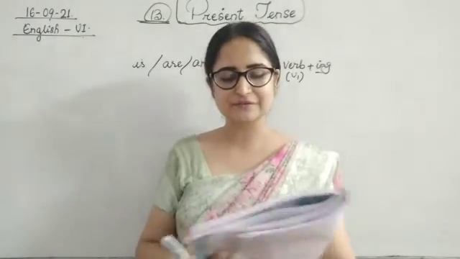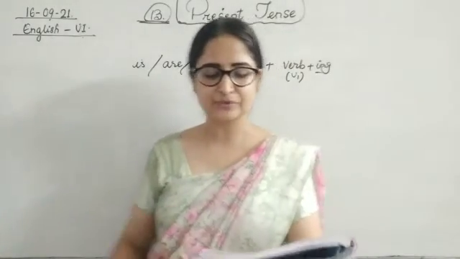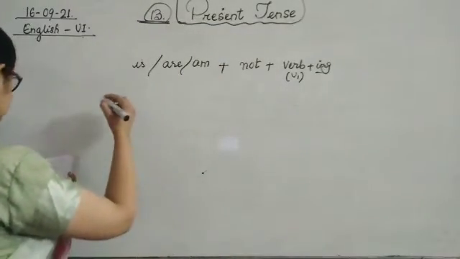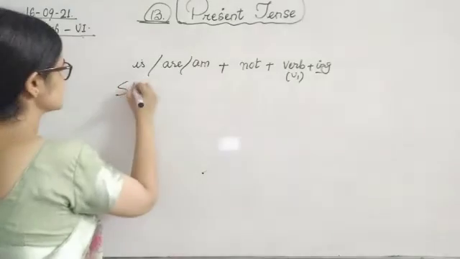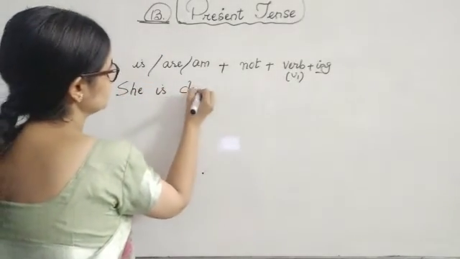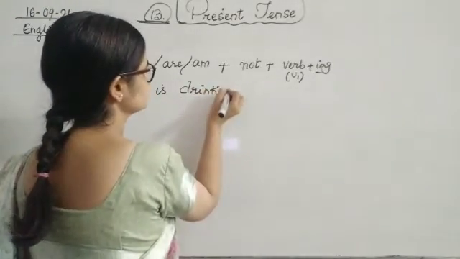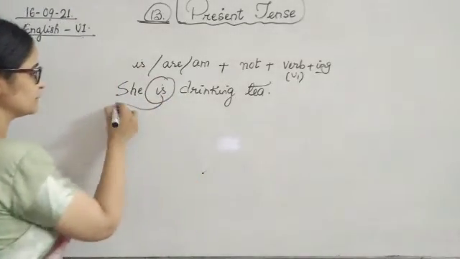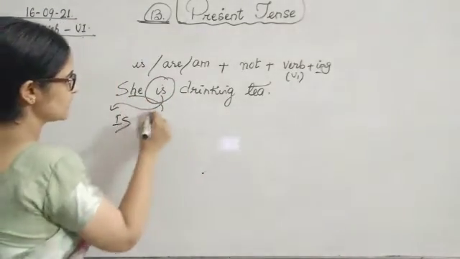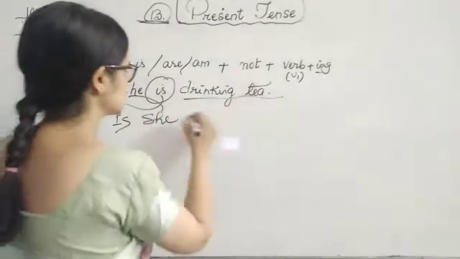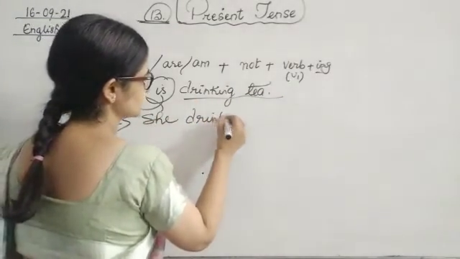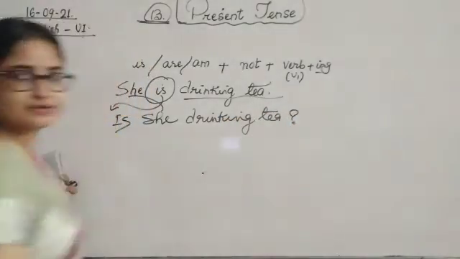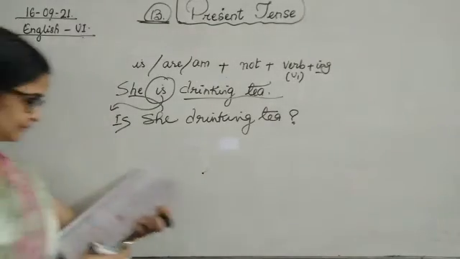The interrogative is formed by interchanging the positions of the subject and the auxiliary verb. So imagine we are saying, she is drinking tea. This auxiliary verb will be placed in the beginning, is, then we have the subject, is she, now drinking tea will follow. Is she drinking tea? And then a question mark, obviously, because it is an interrogative sentence.